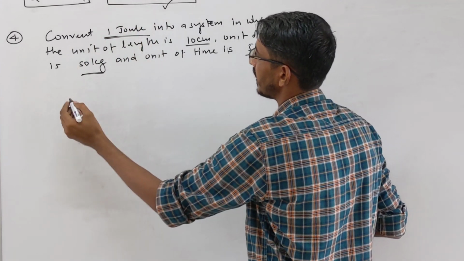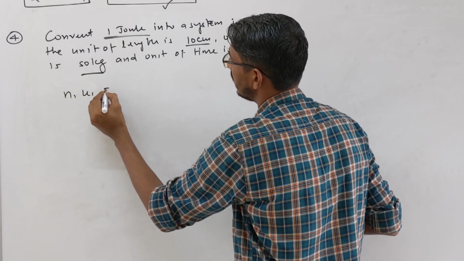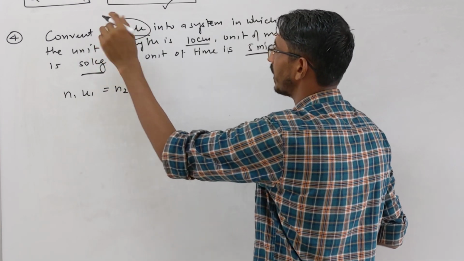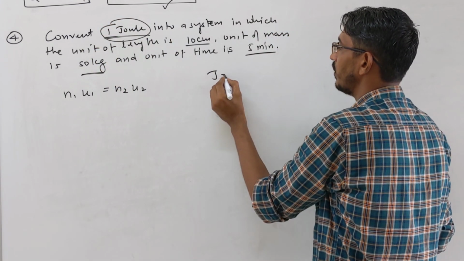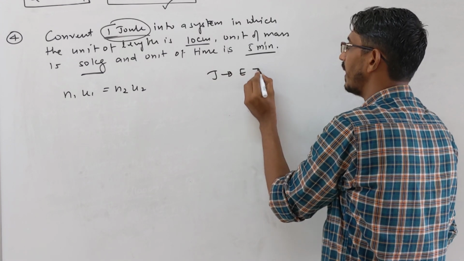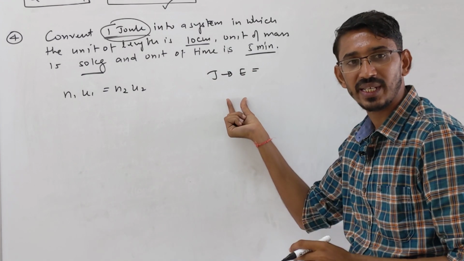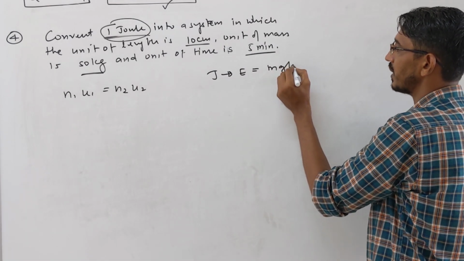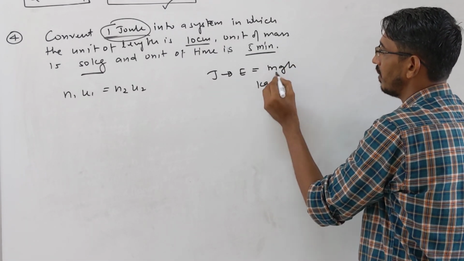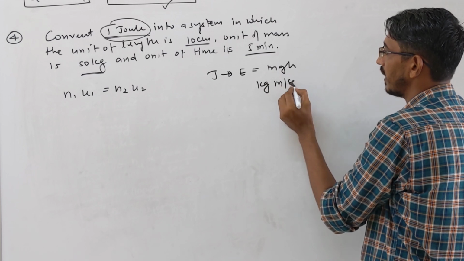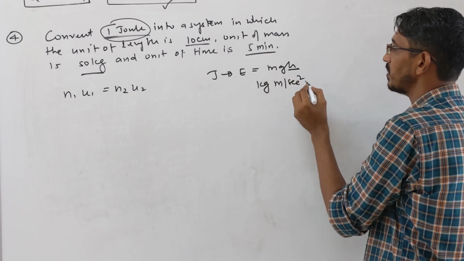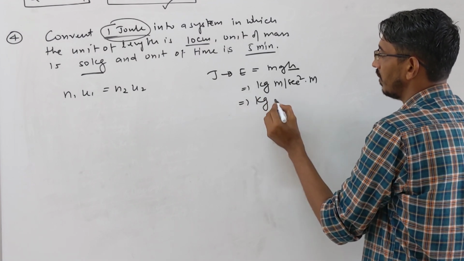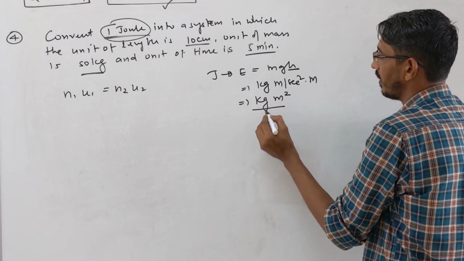How do we answer this? Procedure will remain the same. Let's write the formula: N1 U1 is equal to N2 U2. Again, first joule is given, we have to write it into kg meter format. So joule is again a unit of energy. Any energy formula you can write; last time I wrote kinetic energy, now let's write potential energy mgh. M is kg, g is meter per second square and h is again meter. So this becomes kg meter square by second square.